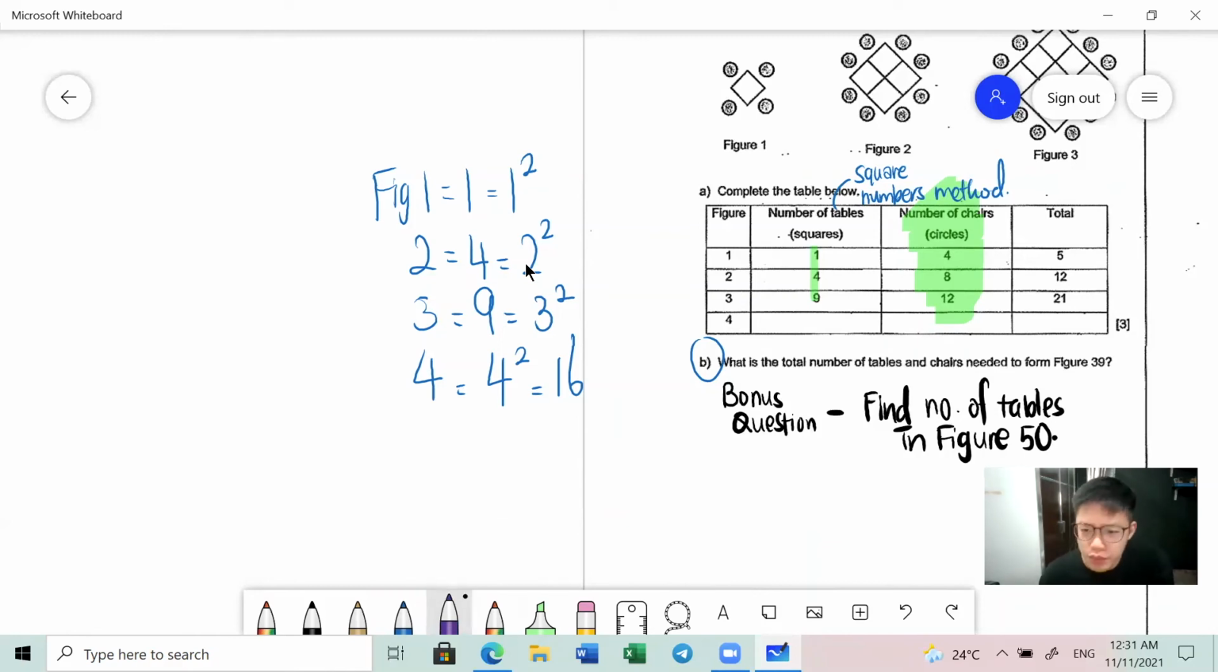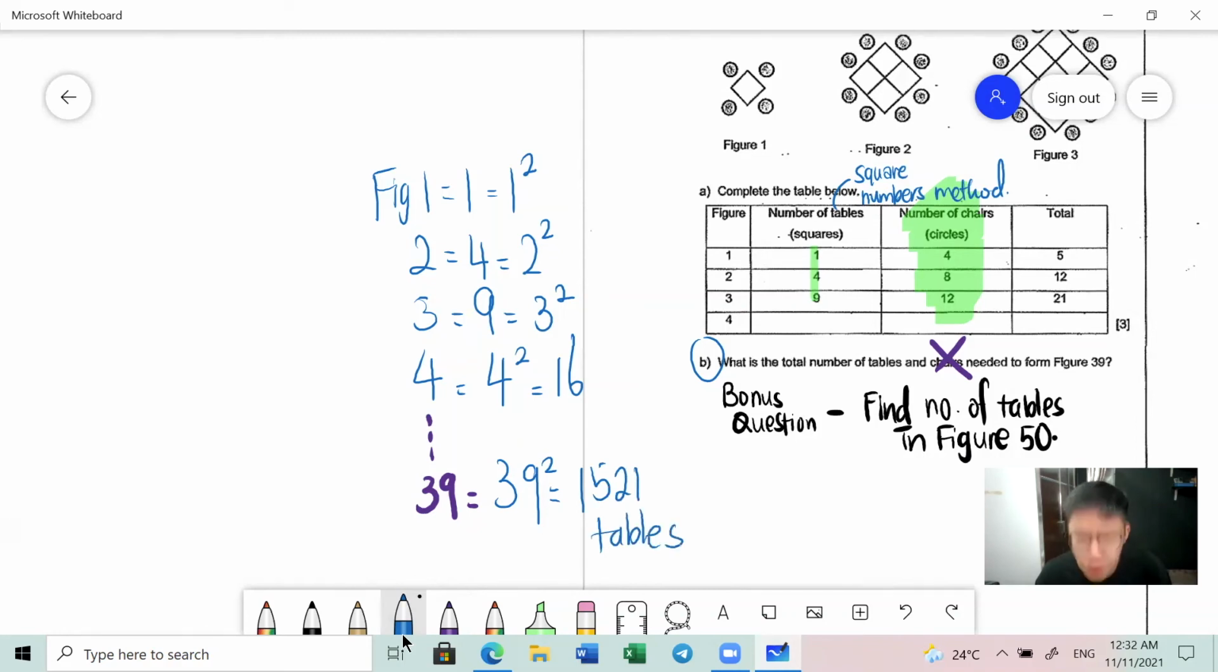Okay, now we are going to look at B. All right, over here, as you can see, they want us to find the total number of tables and chairs. For chairs, I'm not going to do that because it's actually from equal intervals. So I'm not going to confuse anyone here. I'm just going to focus on the number of tables, which I will use a square numbers method to solve, to find for figure number 39. Now, figure number 39 is simply just 39 to the power of 2. So you press your calculator and you will realize that your answer is 1,521 tables.